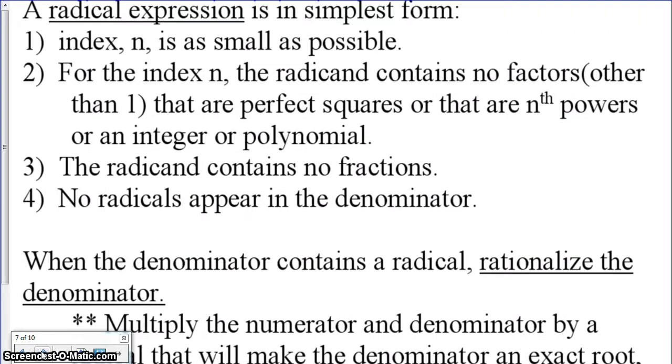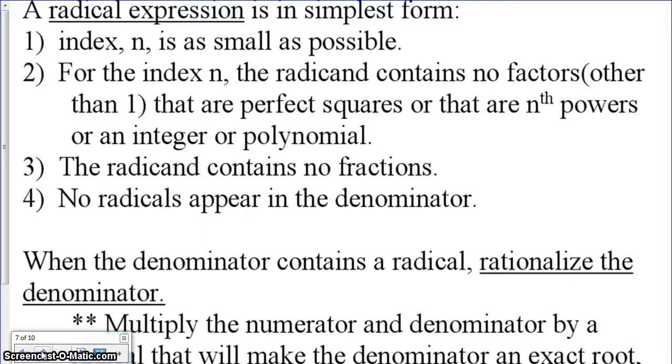A radical expression is in its simplest form when: first, the index n is as small as possible; for the index n, the radicand contains no factors other than 1 that are perfect squares or nth powers, whether an integer or polynomial; the radicand contains no fractions; and no radicals appear in the denominator.